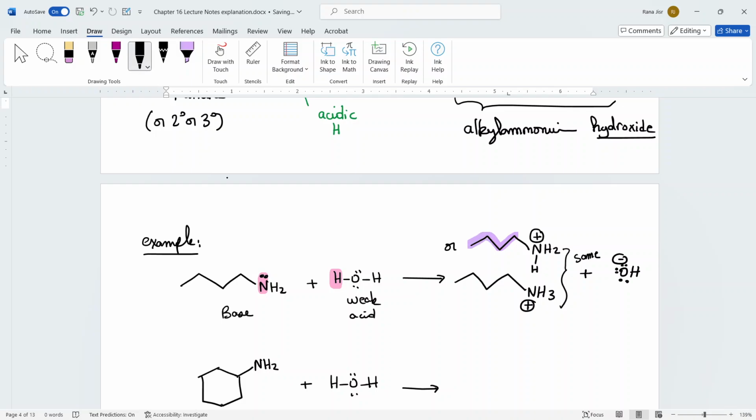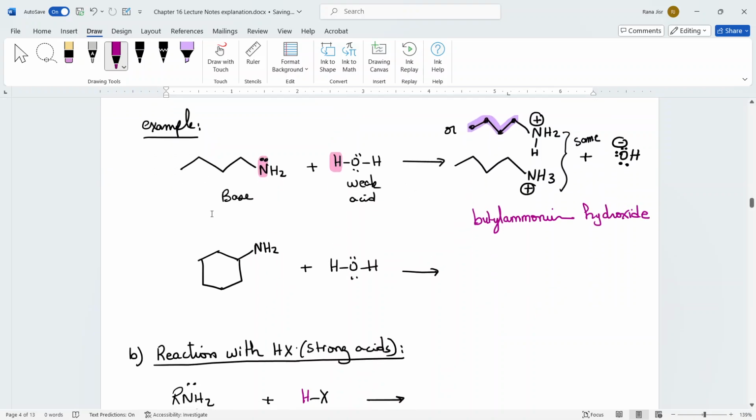So this is 4 carbons in there. So it's going to be 1, 2, 3, and 4. It's a butyl. So the name for this one is going to be butyl, and then ammonium, and then hydroxide. If it's 3 carbons, it's a propyl. If it's 2 carbons, it's an ethyl. So it really depends on how many carbons you have. Just follow the rules in there.